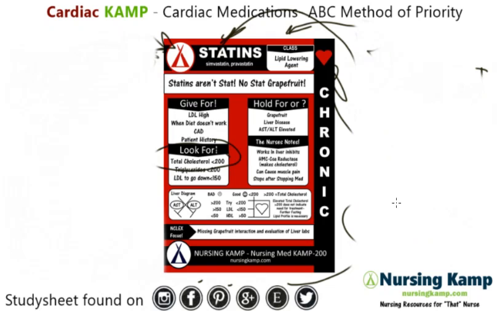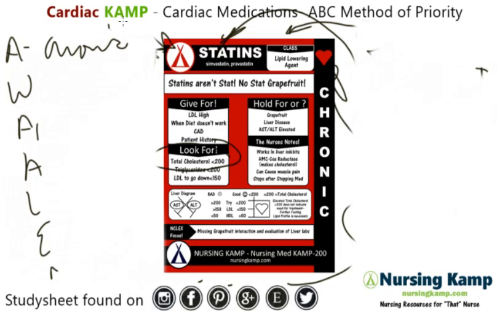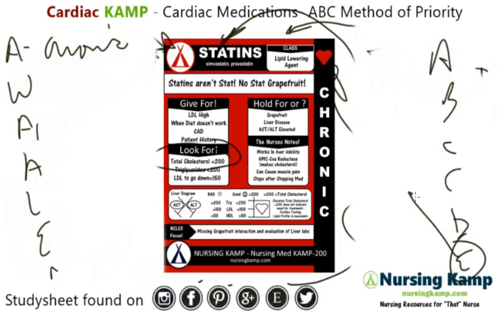All right, let's go back to ABCCDE and let's assess statins. Is it acute or chronic? It's a chronic medication. It's in the lower levels, A, B, C, C, D, E. It's the E of everything. It works in the liver by inhibiting reductase that makes cholesterol.